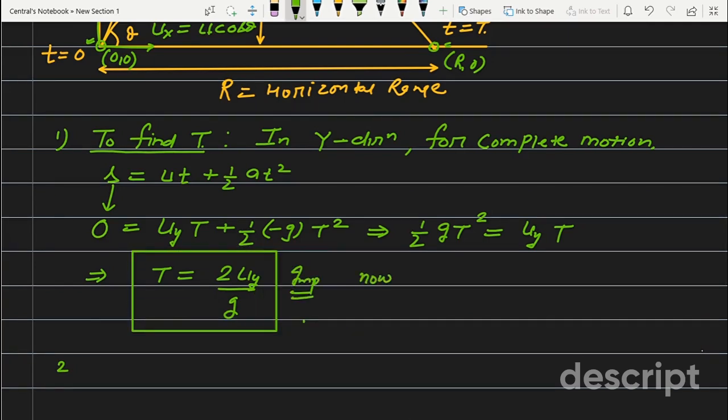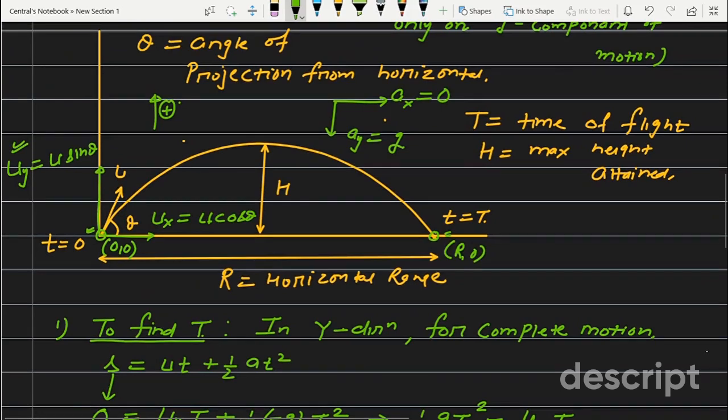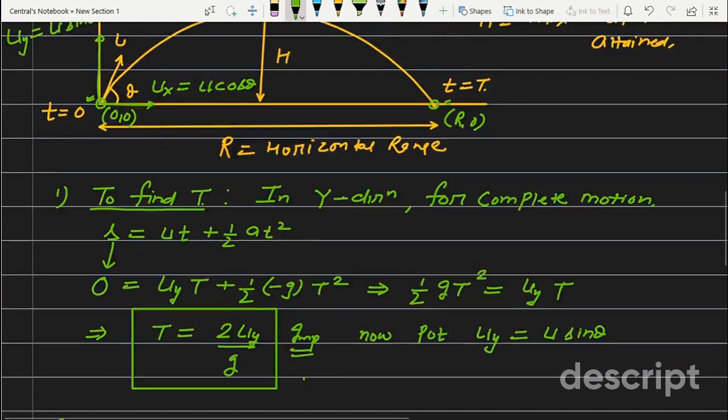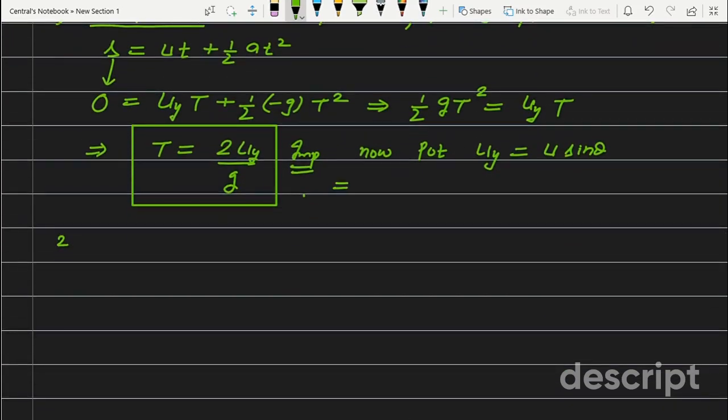Now can we put uy equal to u sine theta? Of course we can put uy equal to u sine theta. That means we will get t equal to 2 into u sine theta by g. These two are the same formulas. Okay, is it clear? Now moving on to the next one.